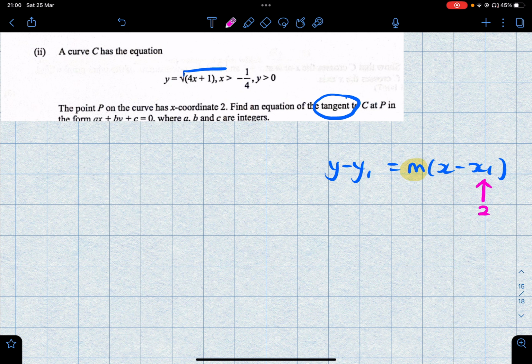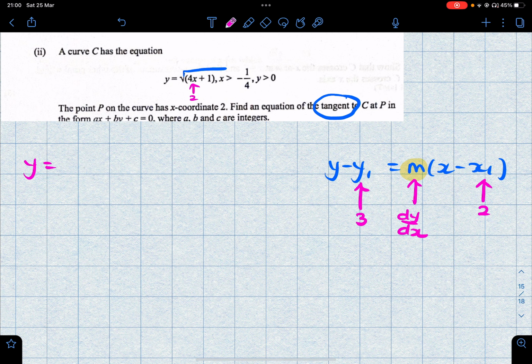So let's find the y coordinate because that's easy. Just put 2 in there. So 4 times 2 is 8, plus 1 is 9. Square root of 9 is 3. And they say y is greater than 0, so we can just take y as 3. Now to find m, it's enough to find dy by dx at that point x equals 2, because they said it's the tangent. So for a tangent, m is equal to dy by dx.